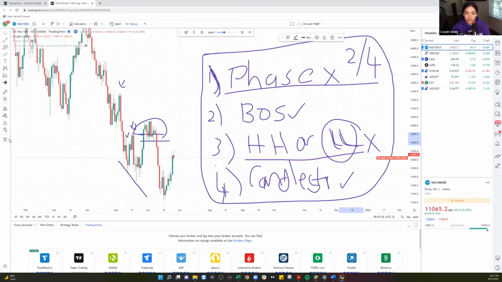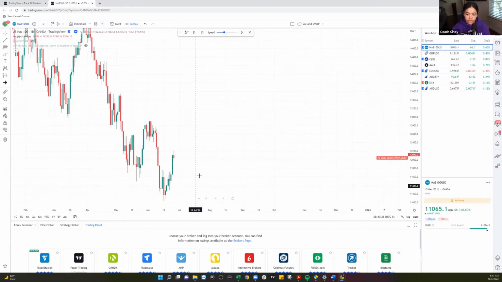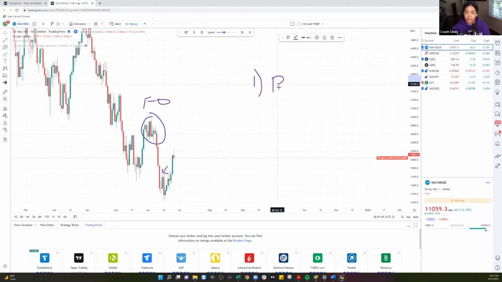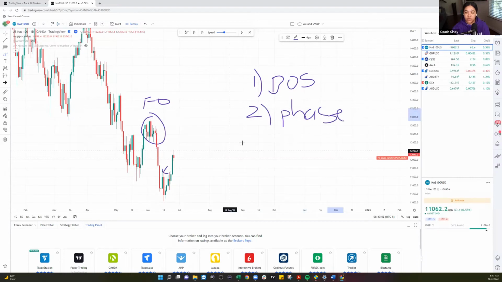Okay, here's another one. Let's take this away. So we had a controlling swing high right over here. Was the bodyguard broken? Break of structure. So let's go over it again. Guys, it's very important to have a criteria. I cannot emphasize this enough. Okay, but this is the criteria for the strategy. We have break of structure, phase.